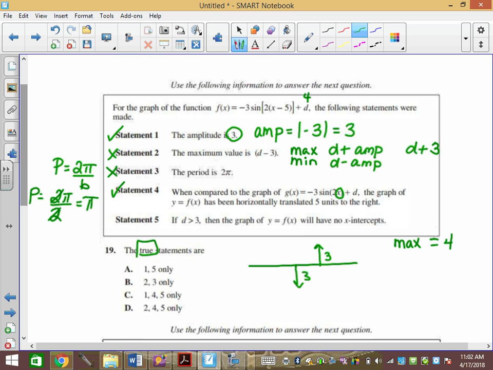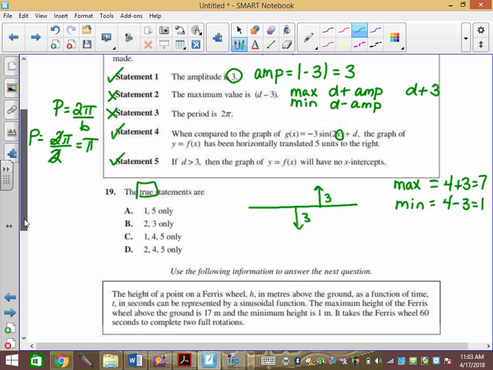4 plus 3, so 7. And what would my min be at? 4 minus 3, which is 1. My graph is from 1 to 7. Is there any x-intercepts? No. If it was 3.1, so we got closer, it would be 6.1 and 0.1. That's still above, right? So this one is true. So it's 1, 4, and 5.